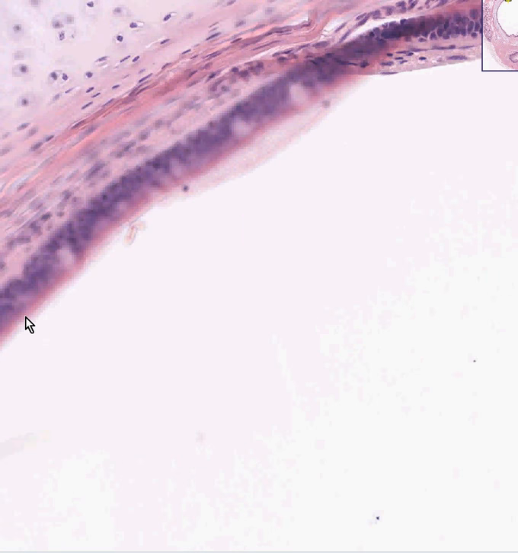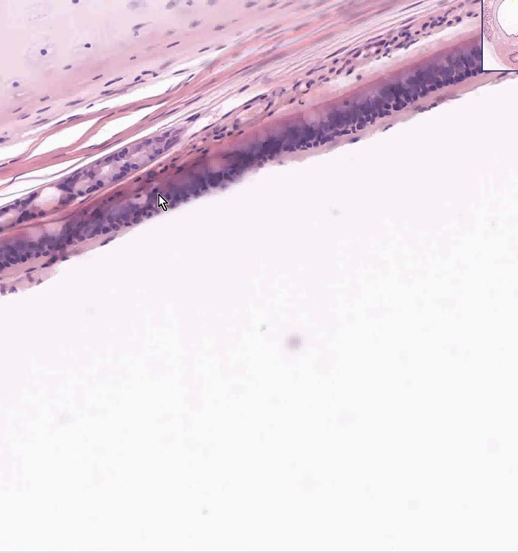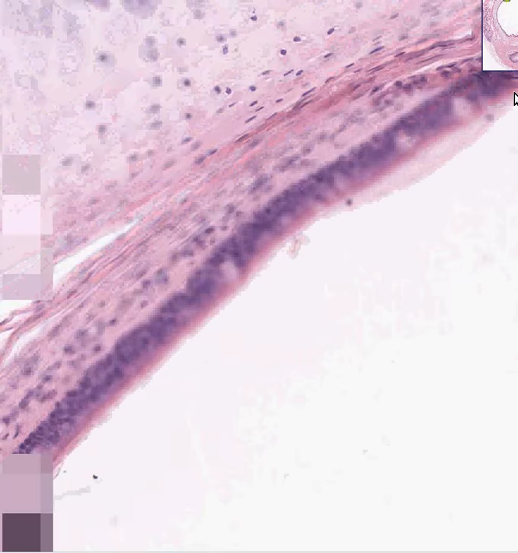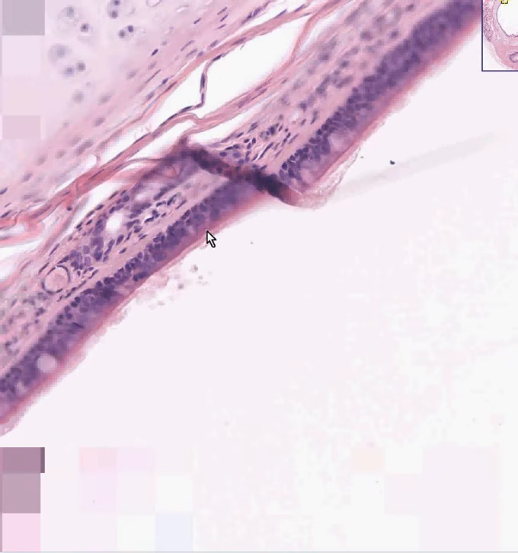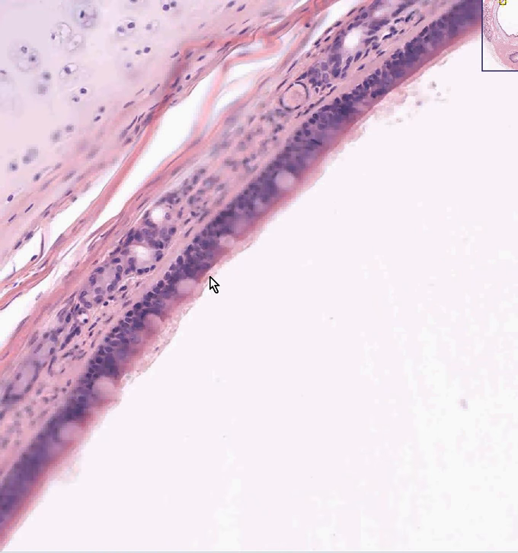Here's a nice row of cilia along here. Here's a goblet cell, here's a goblet cell. Let's get some goblet cells that are in even better focus. That one has twisted around a little bit, so let's look at a better area here. All of these are cilia, a nice little row. All of these are goblet cells.